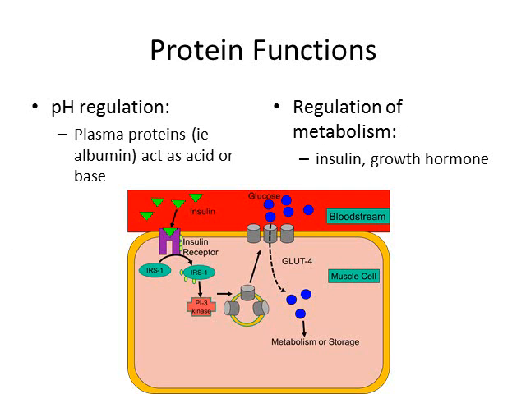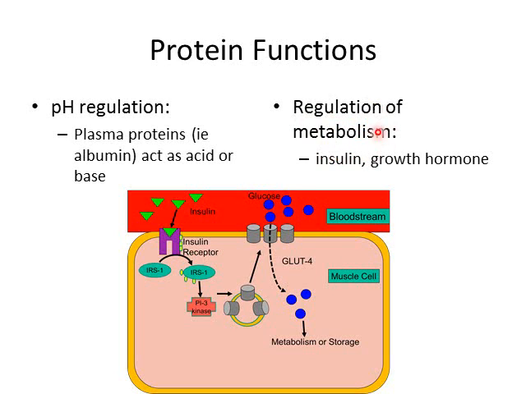Proteins are also important for pH regulation. Plasma proteins like albumin, which is your most common protein found in your blood, can act as a buffer. It can act as an acid buffer or a base buffer because there are certain amino acids on it that are acidic and some that are basic, and they can soak up hydrogen ions or release hydrogen ions if needed to help us regulate pH.